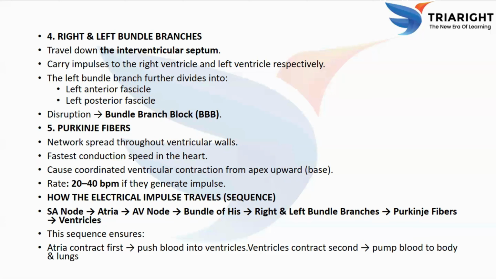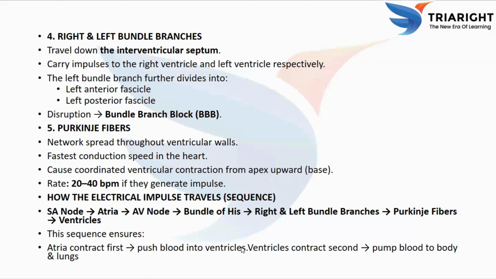Now, how does the electrical impulse travel? Step-by-step sequence, from the SA node to the ventricles. The SA node starts the impulse and the atria contract, pushing blood into the ventricles. The AV node delays the impulse slightly, and then the bundle of His carries impulses to the ventricles. Then the right and left bundle branches deliver the impulses down each side of the septum, and next the Purkinje fibers spread the impulse through the ventricles, and at last the ventricles contract.